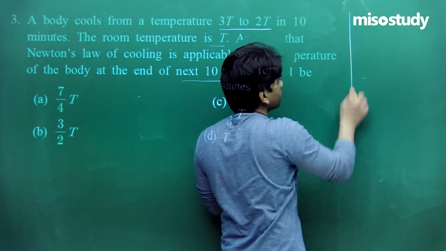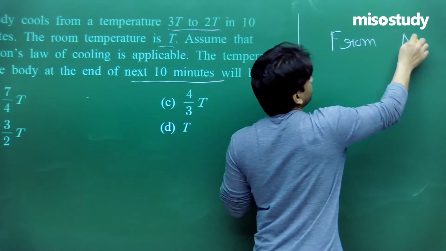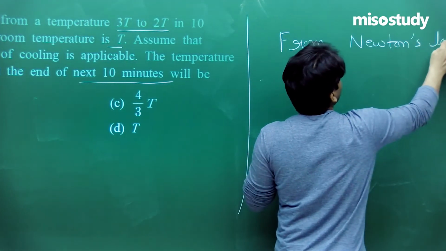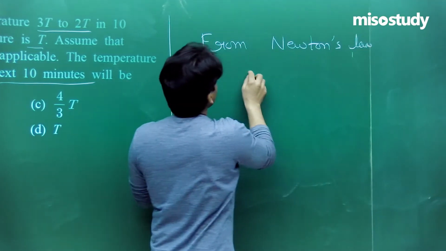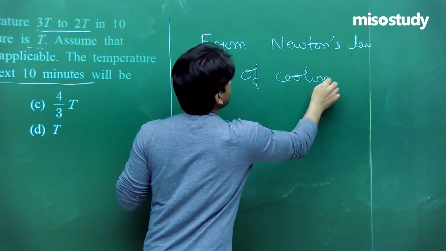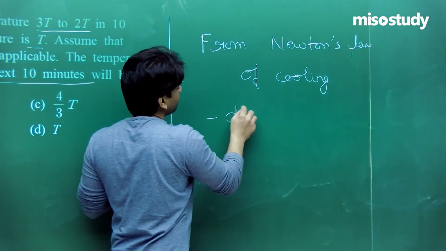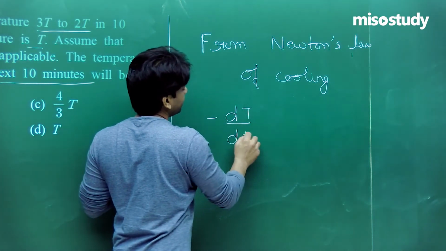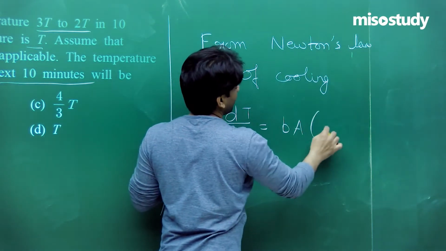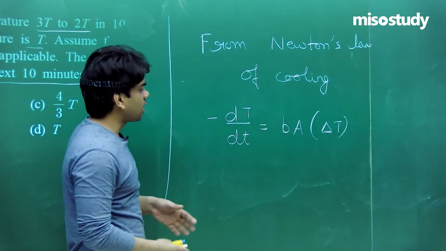First of all, what to apply? Newton's law of cooling. From Newton's law of cooling, we can easily say that the rate of cooling, which we have learned in the class, minus dT by dt is equal to bA times the change in temperature of the object with respect to the surrounding. This is Newton's law.